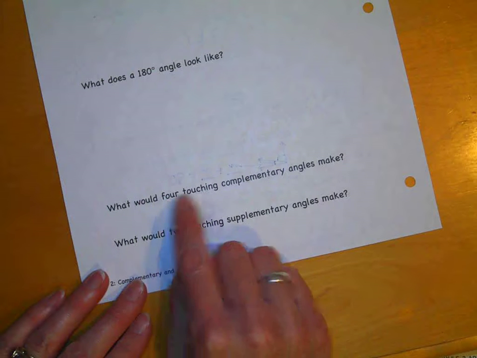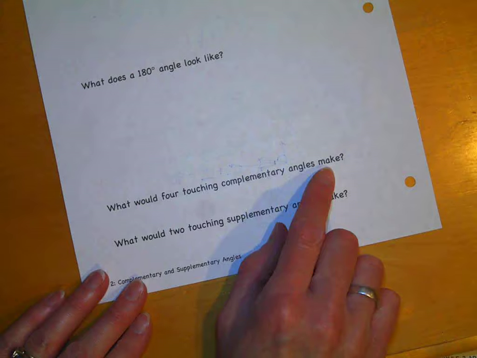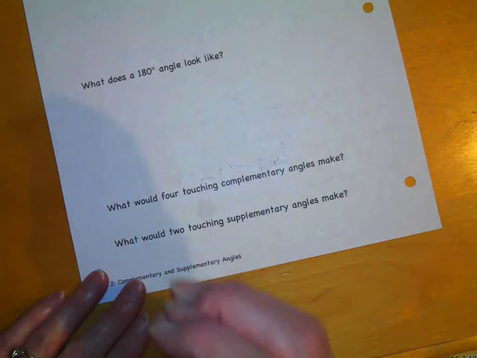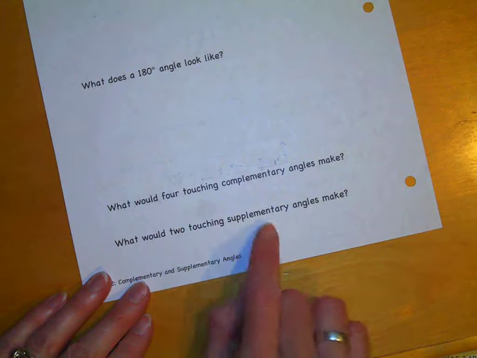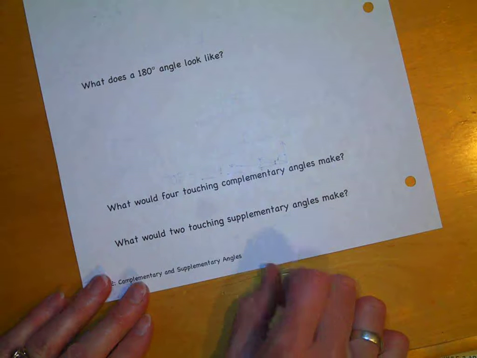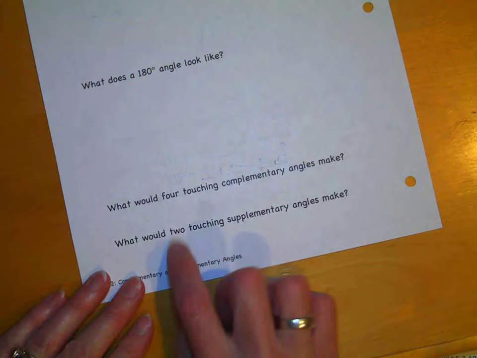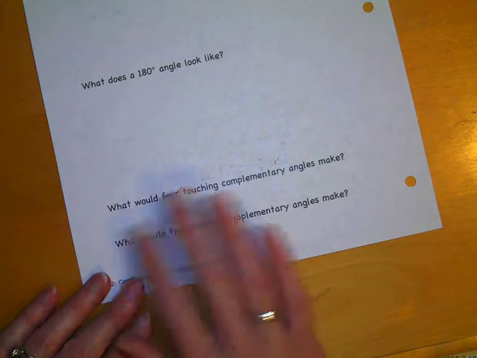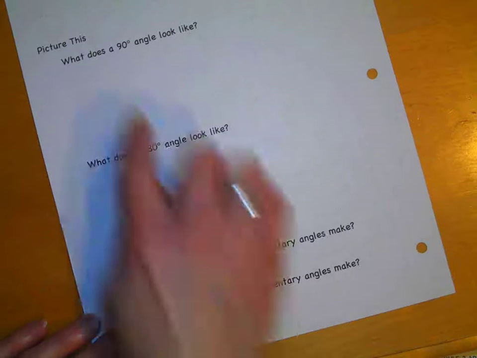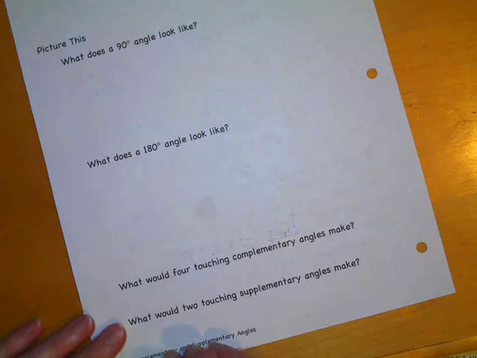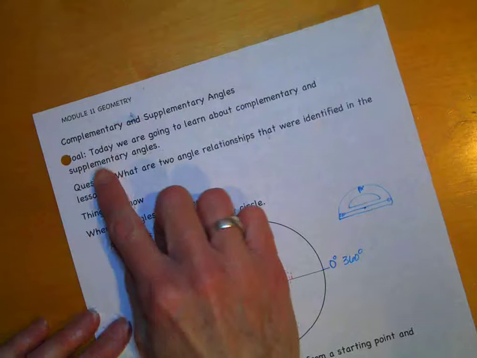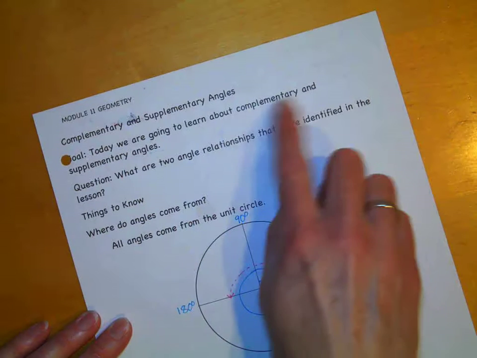What would 4 touching complementary angles make? So that means you have 4 90-degree angles. What would it make if they're all touching? Okay, then the next question is, what would 2 touching supplementary angles make? So supplementary is that straight angle. If you had 2 of them, what would it make? Okay, so I want you to play around with those. Those are the things that I would like you to try to figure out a picture to answer those questions with. Okay? All right, so let's go back to our goal for the lesson today.